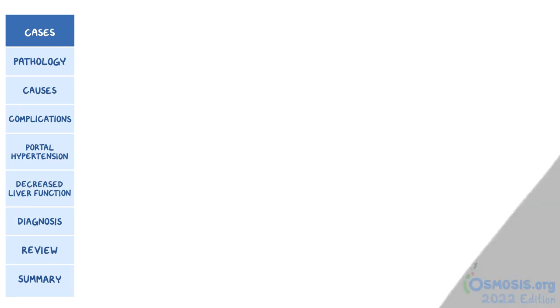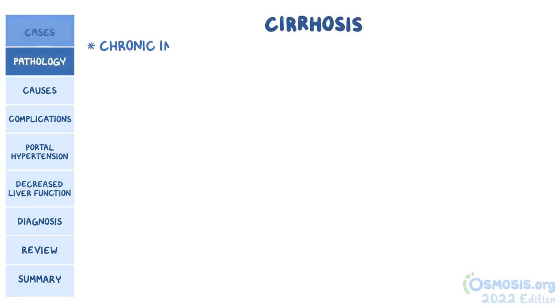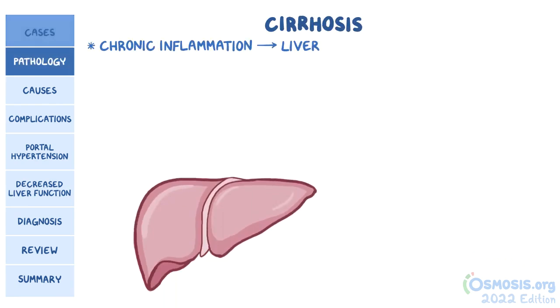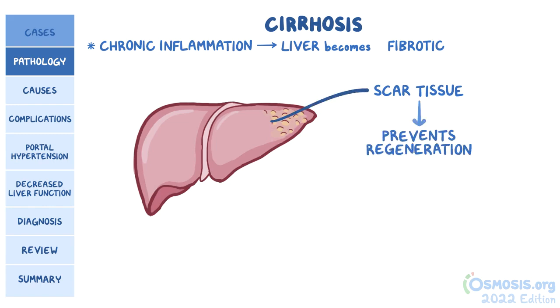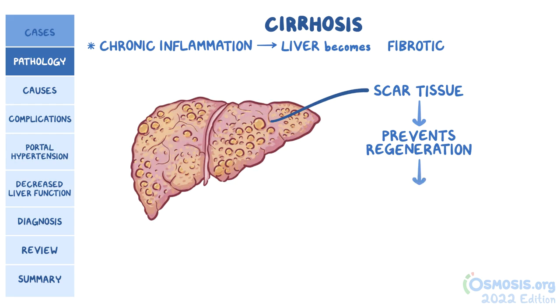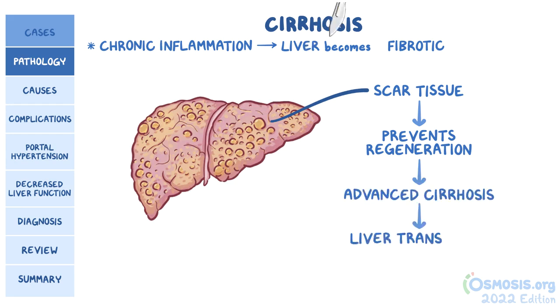Both Jamar and Eleanor have cirrhosis. This is when chronic inflammation damages the liver, causing it to become fibrotic. Normally, the liver is highly regenerative, but scar tissue can replace liver cells, which prevents regeneration. And when this goes on for too long, it reaches the point where the damage is no longer reversible. If enough of the liver is replaced by scar tissue and advanced cirrhosis, a liver transplant might be needed.